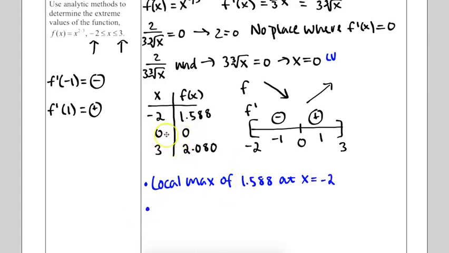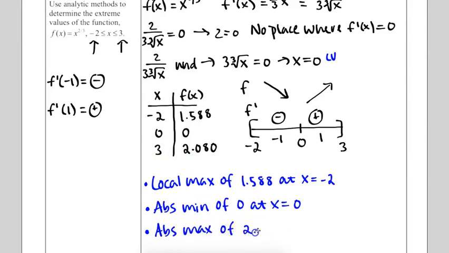Okay, let's see. So we have 0. That's our absolute minimum. That's the lowest value that we have. So we have an absolute min of our y value is 0, and that's occurring at x equals 0. And then, at x equals 3, we have our absolute maximum. So we have an absolute max of 2.080, and that's occurring at x equals 3.